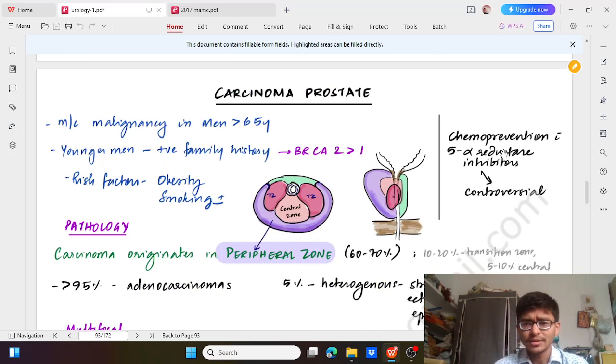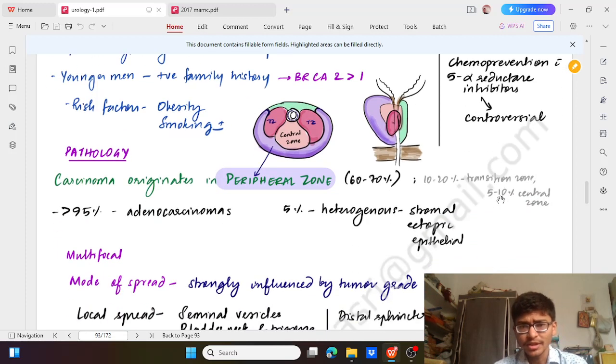there's a chemoprevention topic with 5 alpha reductase inhibitors like finasteride, but it is controversial. It is not yet very clear. So what is the pathology?